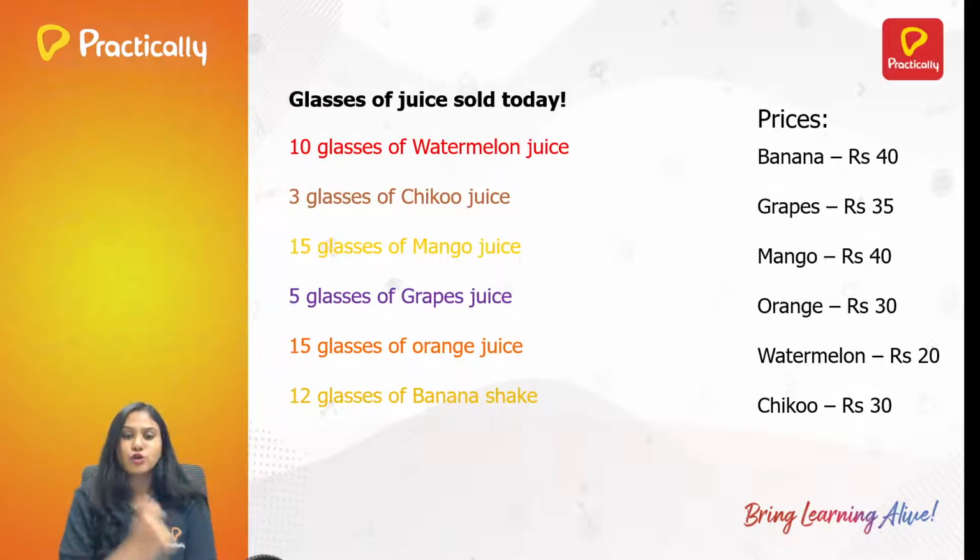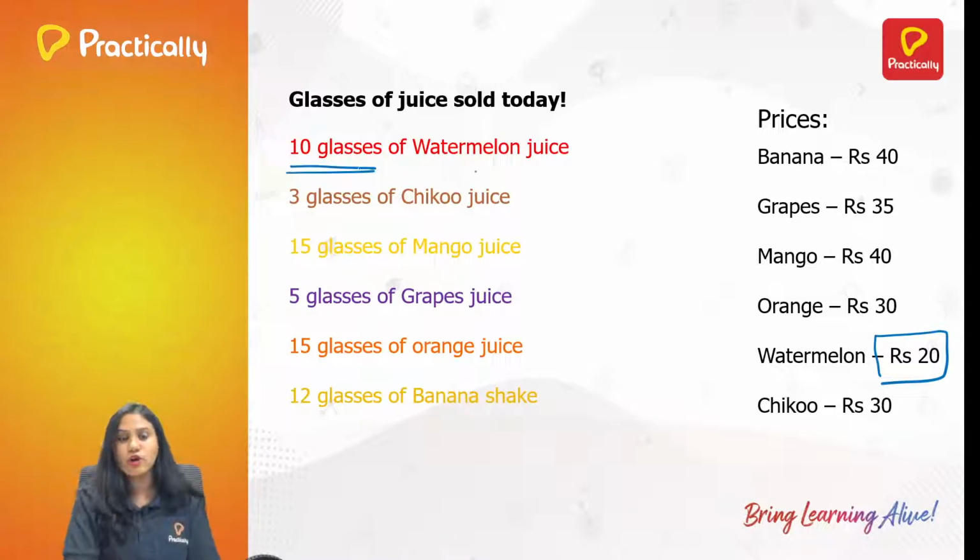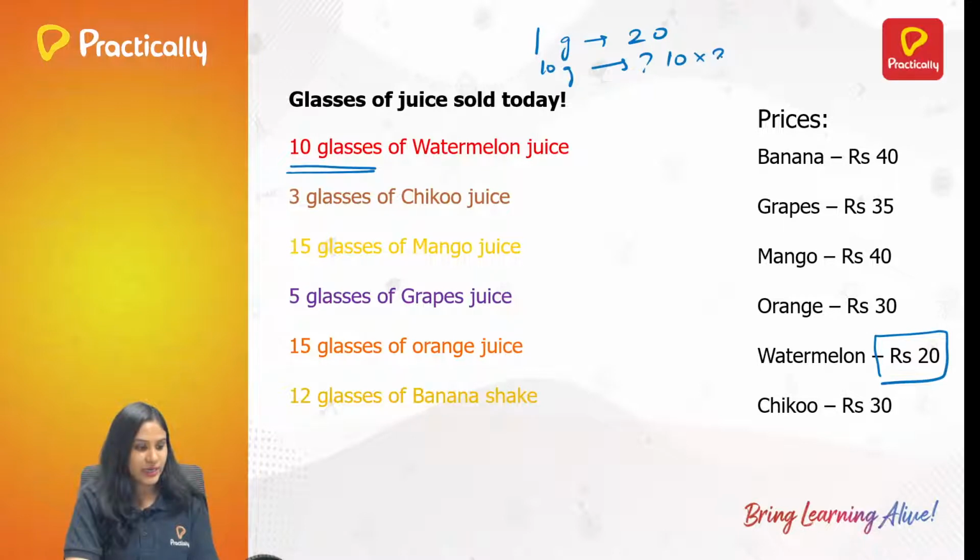Right. So now what do we have to find? We have to find the cost of all the glasses of juice he had sold today. So if 1 glass of watermelon juice is rupees 20, can you tell me what is the cost of 10 glasses of watermelon juice? Come on, type it in the comments. Simple multiplication, right? 1 glass costs rupees 20. 10 glasses costs 10 into 20. Right, very good. It is nothing but 200.